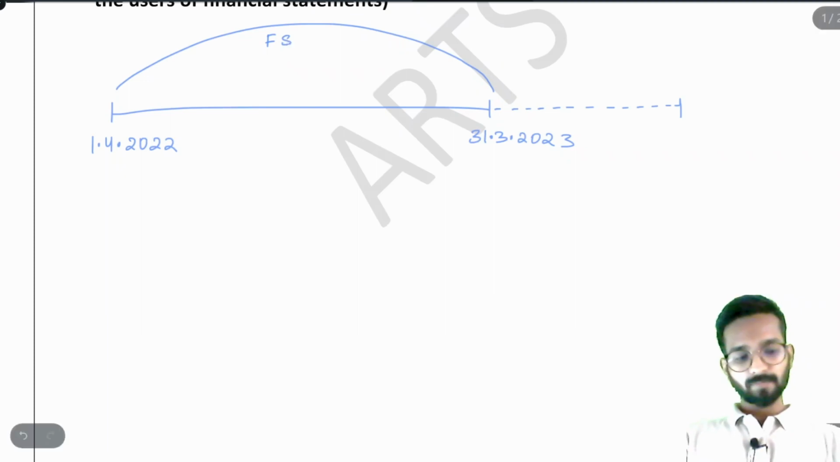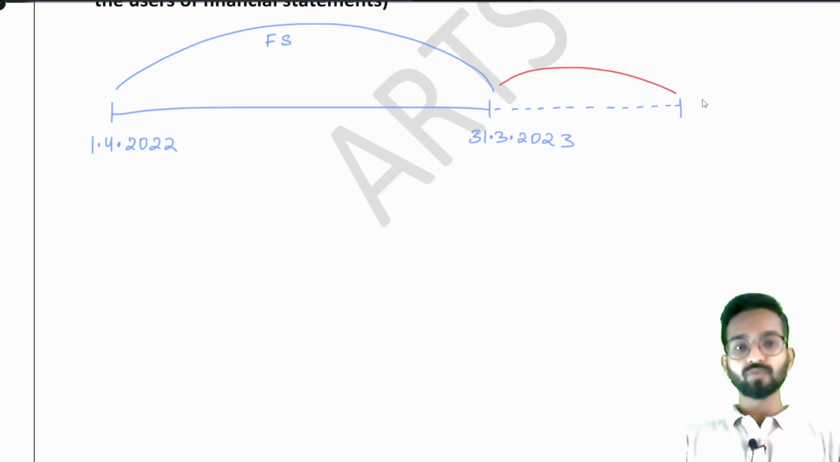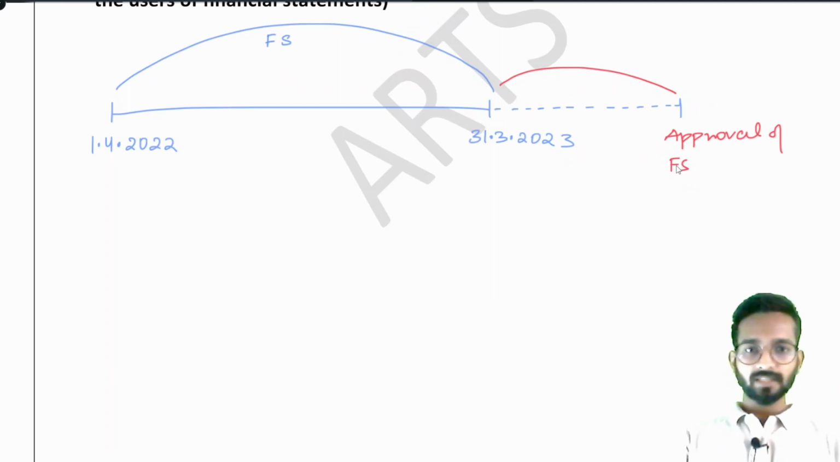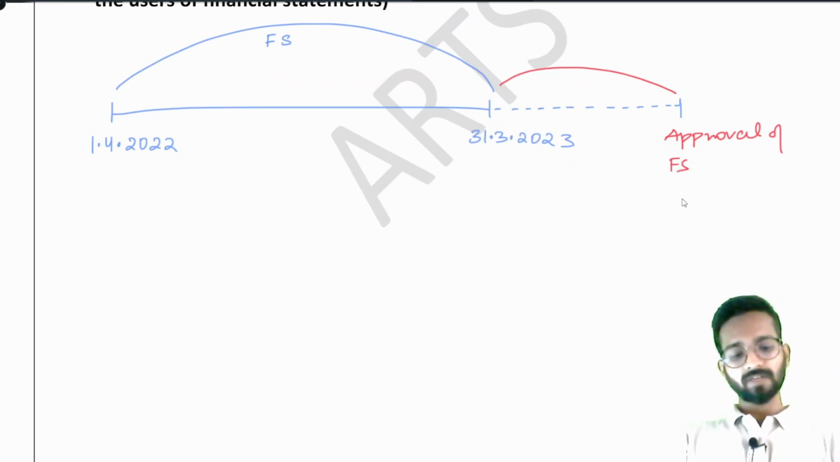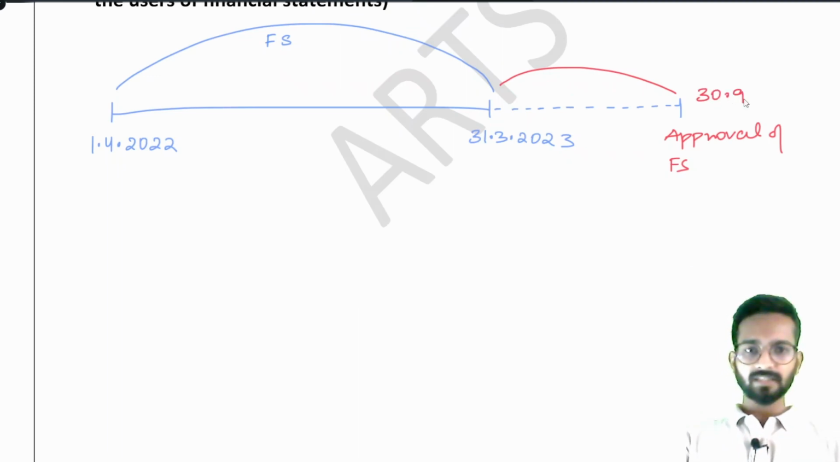Now, after the preparation of financial statements, what are we supposed to do? We are supposed to get them approved. Who approves that? Shareholders approve that. So, approval of financial statements is done by the shareholders, or you can say the members of the company, in the annual general meeting. Now, this is the date of approval of financial statements. Let's say the date is 30th September. This date can be any date. This date will be given in the question itself. Suppose there was this annual general meeting of all the shareholders and they are approving the financial statements.